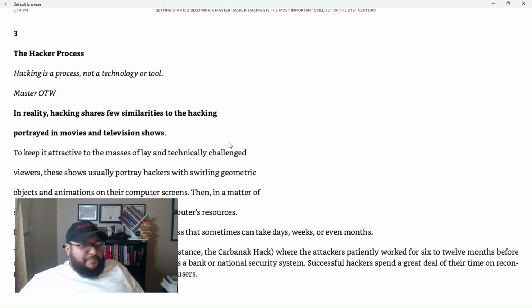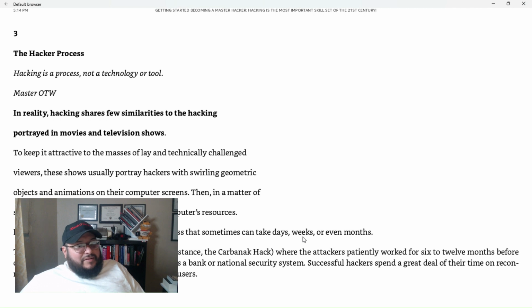Okay, the hacker process. Hacking is a process, not a technology or tool. Master OTW. In reality, hacking shares few similarities to hacking portrayed in the movies and television shows. To keep it attractive to masses of lay and technically challenged viewers, these shows usually portray hackers with swirling geometric objects and animation on computer screens. This is a matter of seconds. The hacker has access to the computer resources. In real life, hacking can be a long, tedious process.